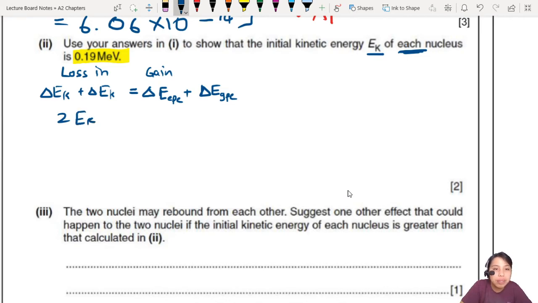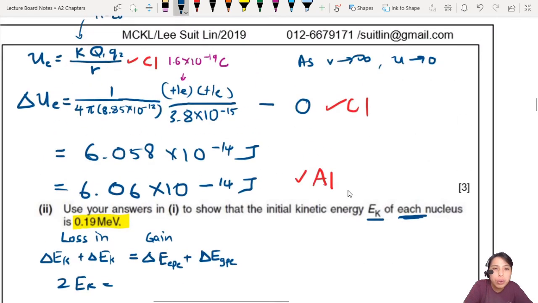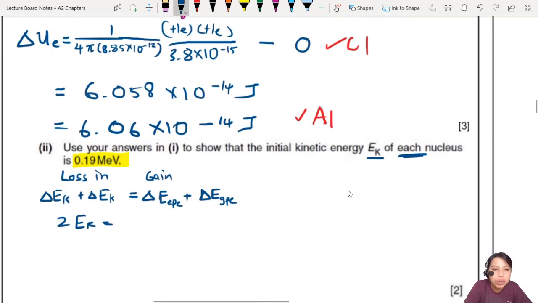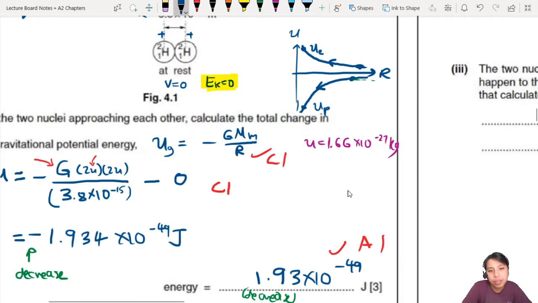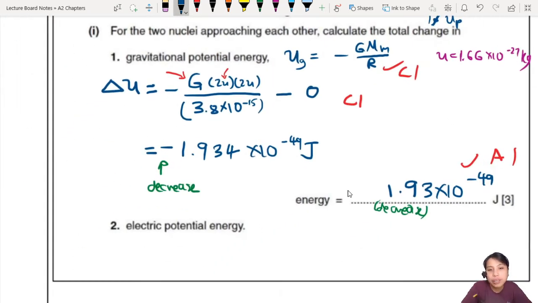I'm just going to ignore the delta signs for now. How much did you gain in EPE? What was the value here? 6.06. Okay, so we write that 6.06 times 10 to the negative 14. That's how much we gain in electric potential energy. If I say elastic, smack myself. Okay, how about gravitational potential energy? Was that an increase though? Oh, hang on a second. That's a decrease.